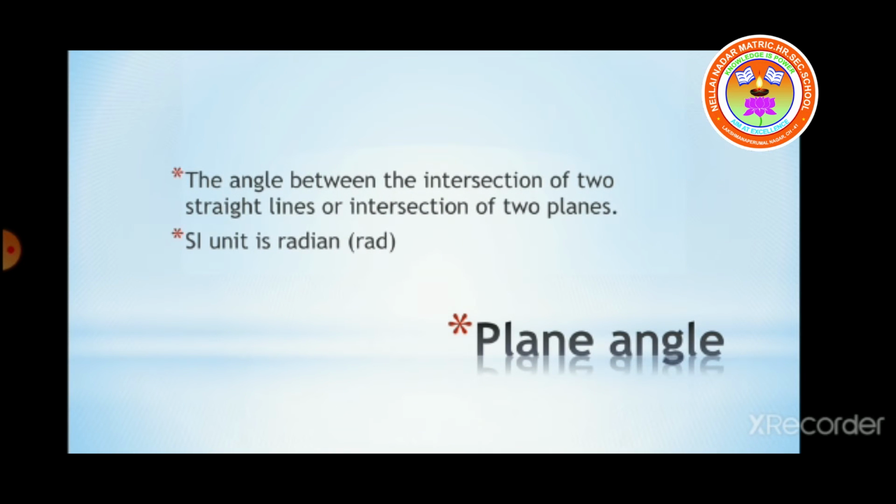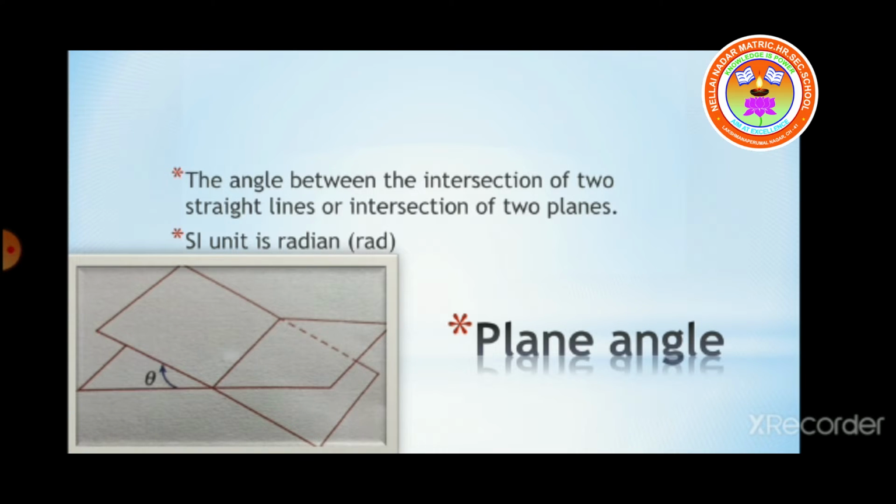Now let us move on to plane angle. The angle between the intersection of two straight lines or the intersection of two planes is called a plane angle. The SI unit is radian. It is denoted by the symbol rad. Let us consider two planes. The two planes intersect each other and make the smallest angle theta, as described in the figure.